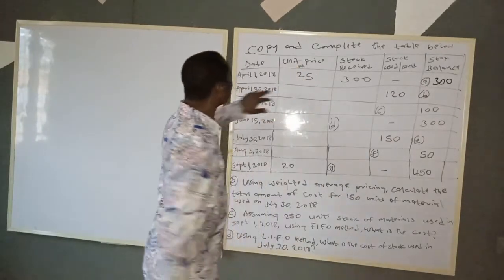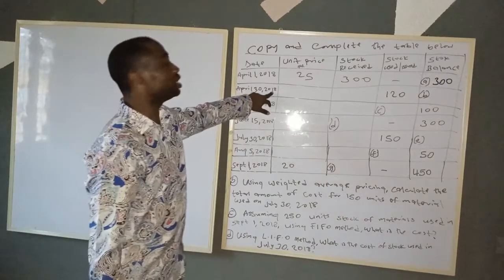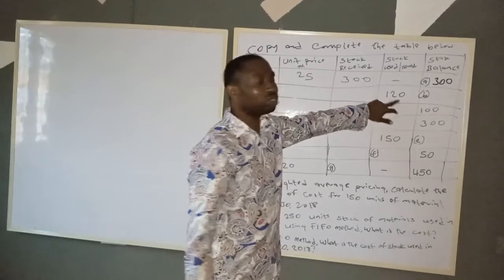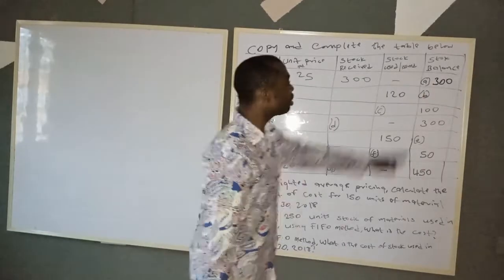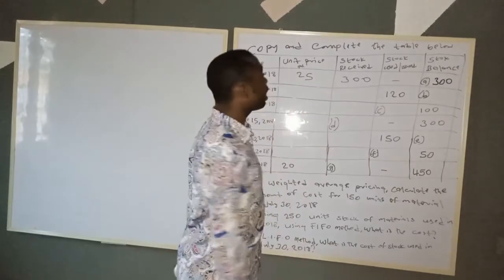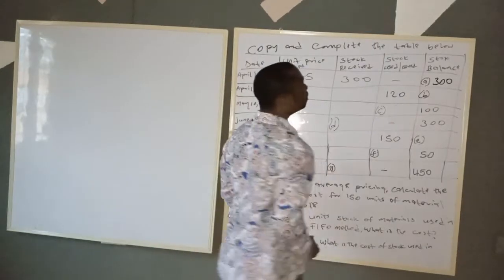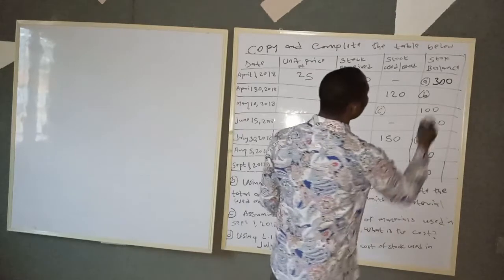Now here, on April 30, 2018, they did not receive anything and they used 120. So they used that 120 from the balance. So what will now be the balance of that date? That is, 300 minus 120 is going to give us 180.